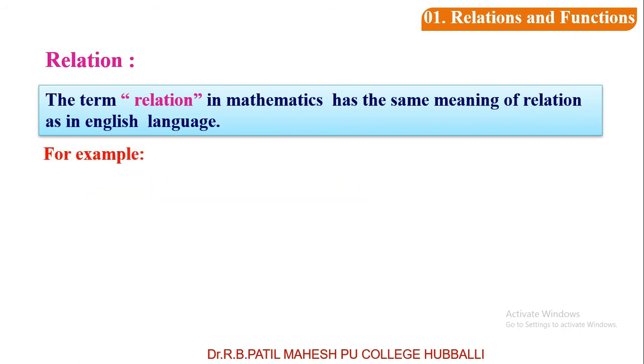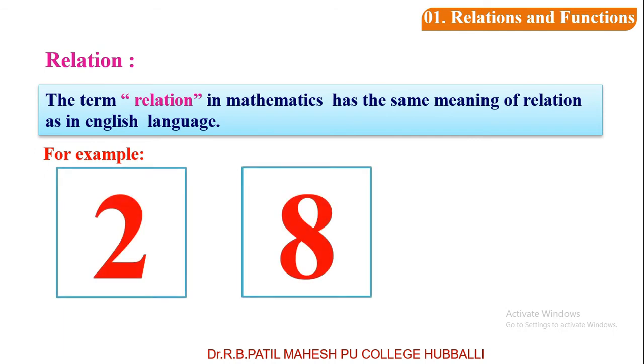For example, let us consider two objects 2 and 8 here. What link can you assign between 2 and 8? One, you can say 2 is smaller than 8 or 8 is greater than 2. Like this you can link between 2 and 8. Like that, one more I can tell you, 2 is the factor of 8. Students, here two objects are 2 and 8. Is the factor of is a link. So this link we call a relation between the numbers 2 and 8.